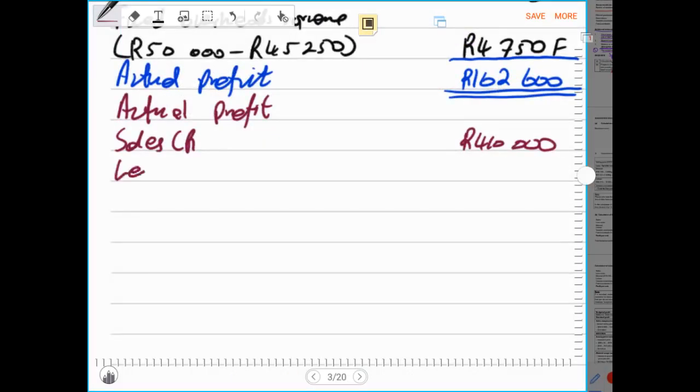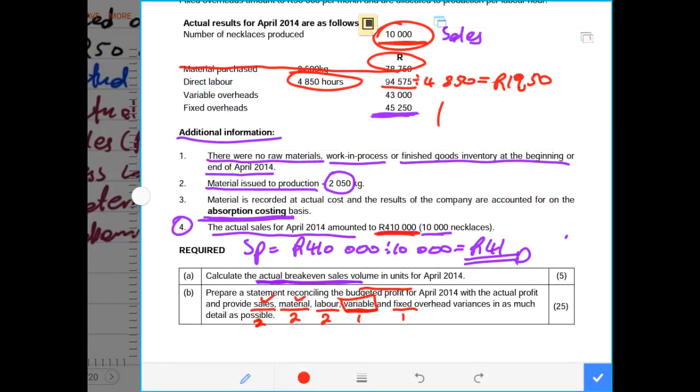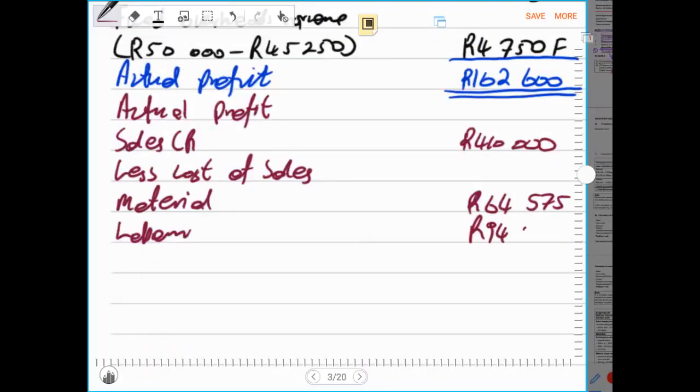So we have to say less cost of sales. This cost of sales is made of material and labor. Our material being 64,575. Our labor cost, we take our labor as it is, we don't buy and use a different number. Our labor will actually be 94,575. Our variable overheads.